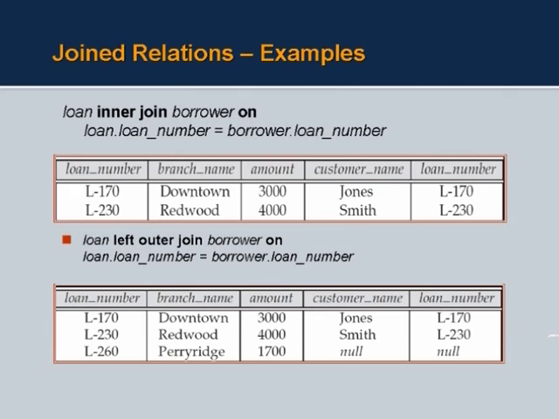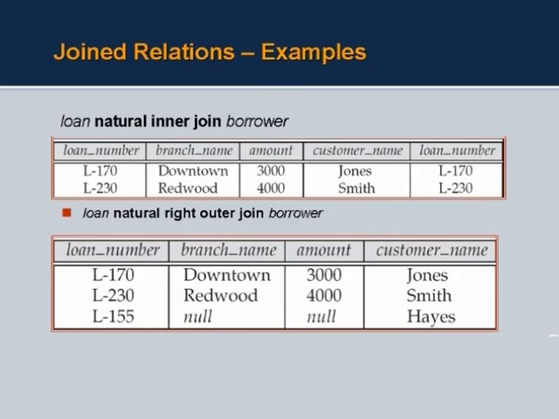Note one other difference from the previous one. This was left outer join, but in terms of the attributes in the result, what is the difference? This was just a plain left outer join on. This guy is a natural right outer join. What is the difference? Loan number appears only once. So once you say natural, repeated columns are equated.